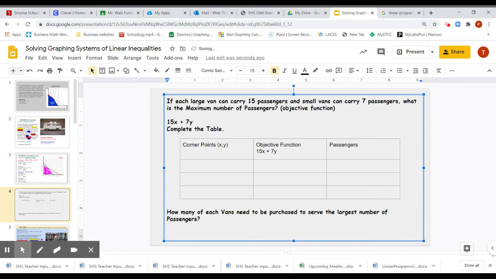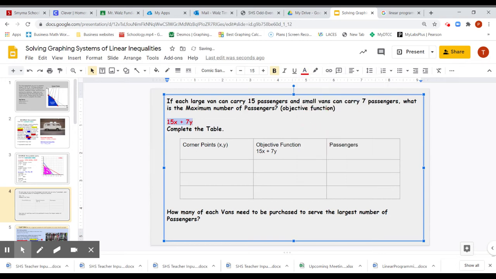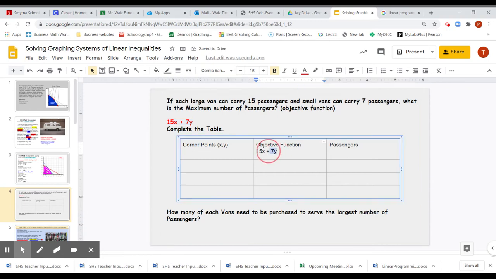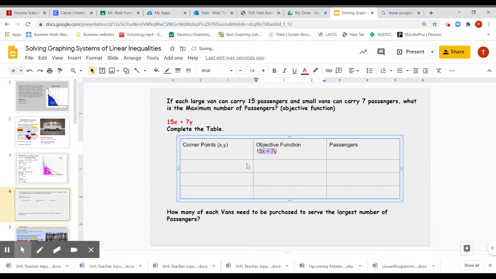All right. So now what we're going to need to do is find the corner points. We have to complete the table. We have our objective function. I'm going to change this color real quick so it stands out. This is our objective function. So we need to go back and find our corner points. To find our corner points, we're going to go back to the graph.